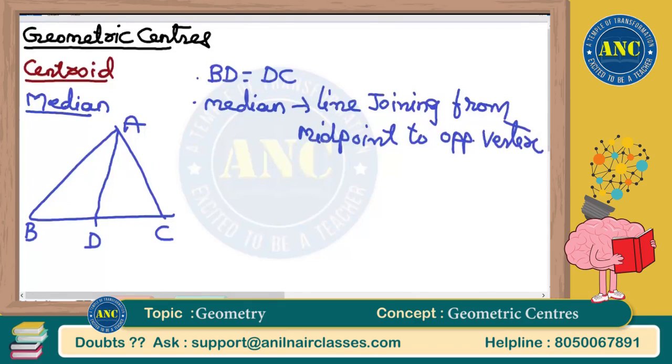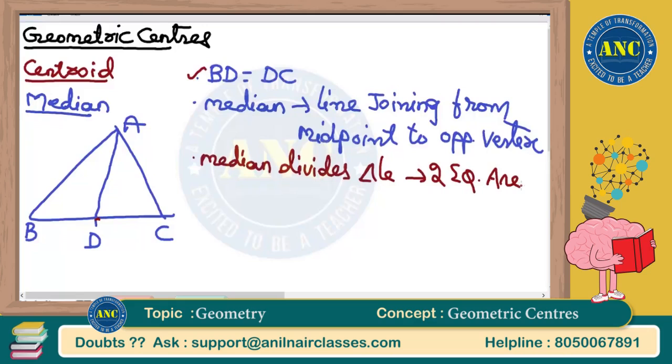Again I am repeating, ABC is a triangle, D is the midpoint. If D is the midpoint, BD is equivalent to DC. Line joining the midpoint to an opposite vertex is called median. Median divides the triangle into two equal areas.